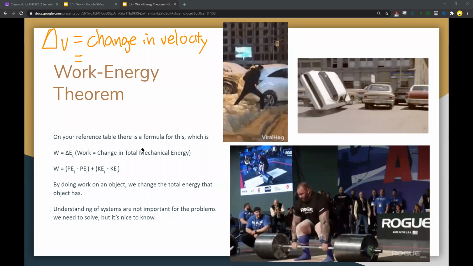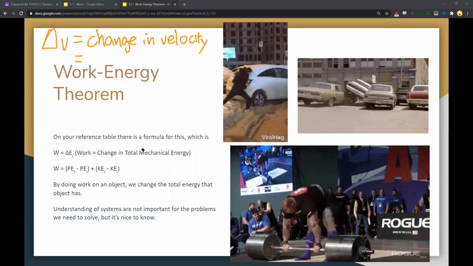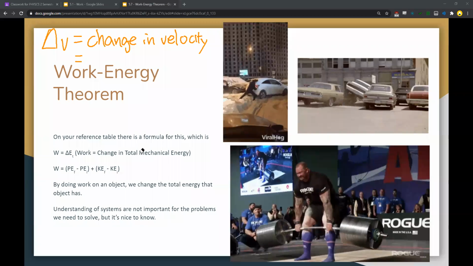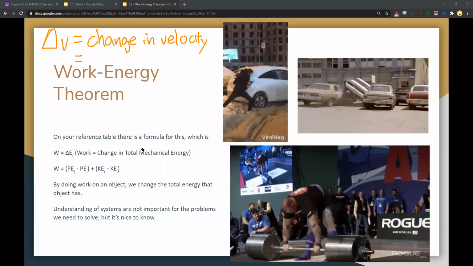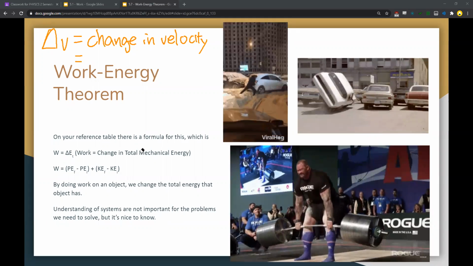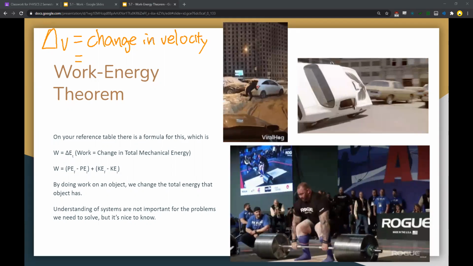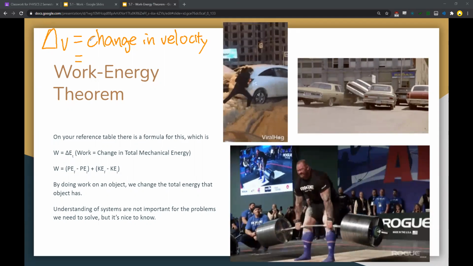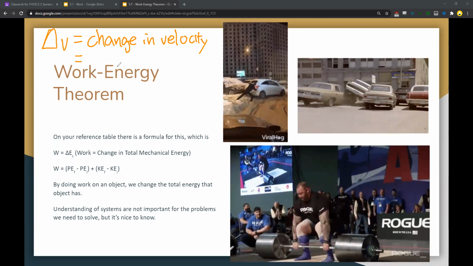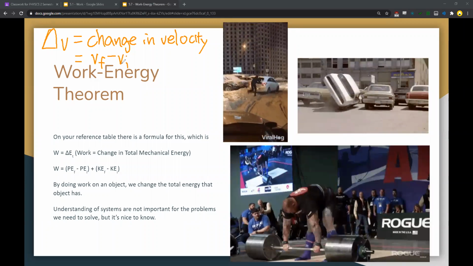Guys, think about it this way. You have $2. The next day, you have $7. What is the change in money amount that you have? 5. How did you get 5? What did you do? 7 minus 2. So if you apply that to change in velocity, what's the formula? VF minus VI. Good. Your final velocity minus your initial velocity is your change in velocity.